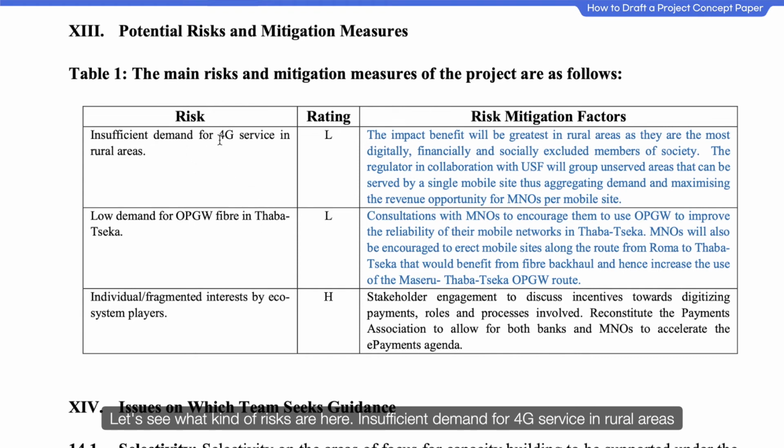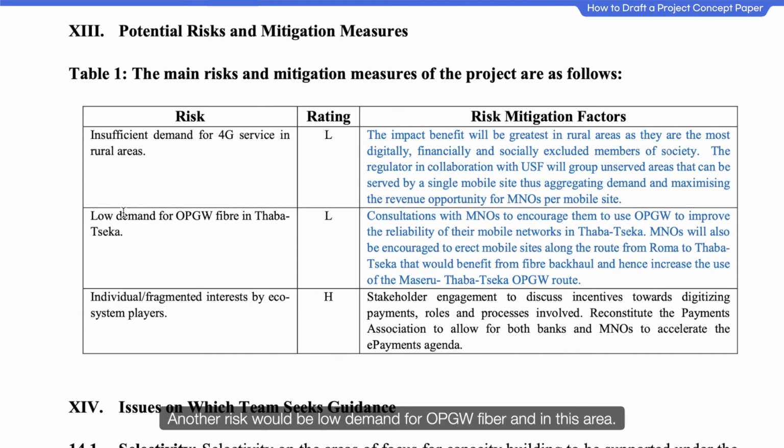Insufficient demand for 4G service in rural areas, as we are targeting the rural population, so this is actually a concern. But the risk mitigation factors will be that the impact benefit will be greatest in the rural areas, as they are the most digitally, financially, and socially excluded members of the society.